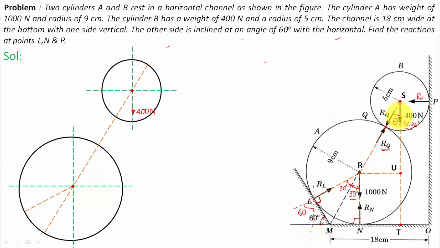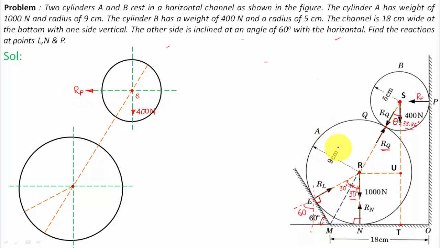Now we're going to go ahead and try to fix this RP over here. It is in the left hand side direction, passing through this center S. So this is center S, and this is going to be RP. Let me write RP over here.